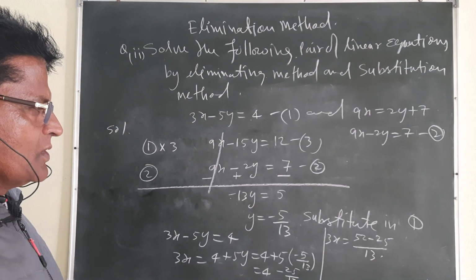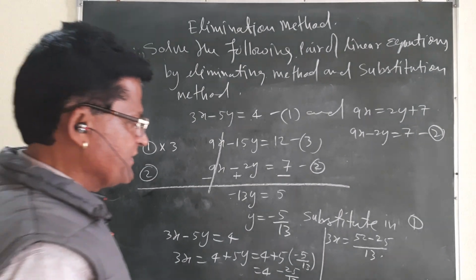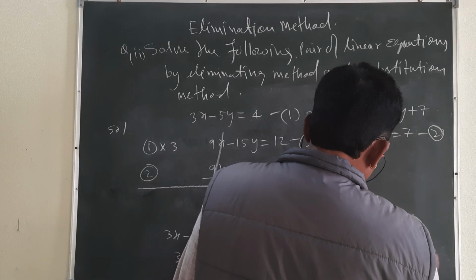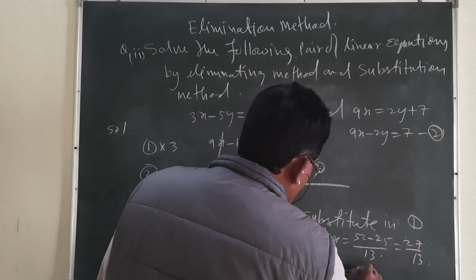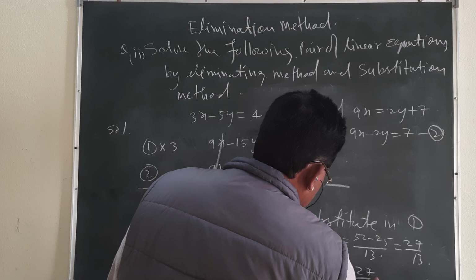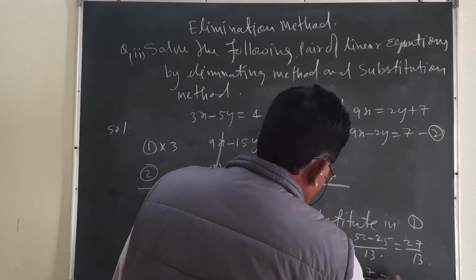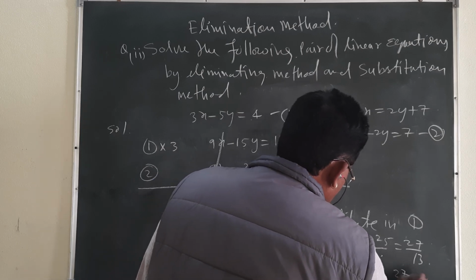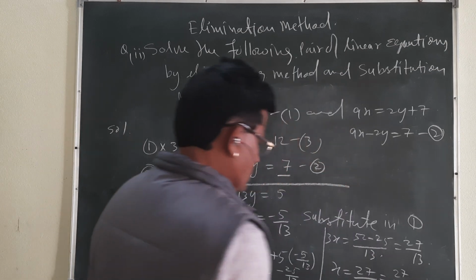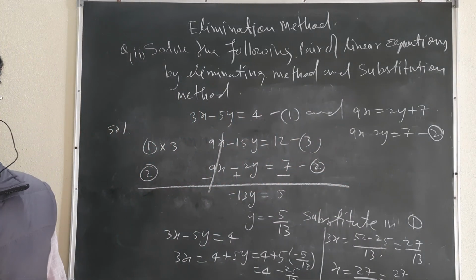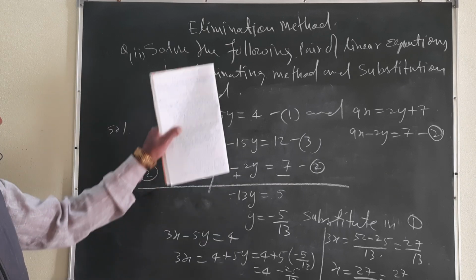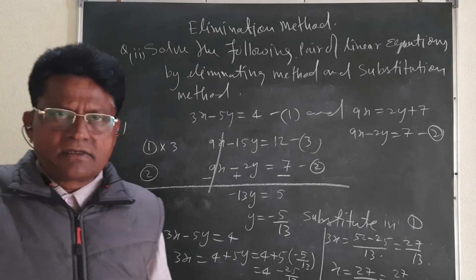Okay. And 52 minus 25, that will be how much? 27. Okay, x will be equal to 27 upon 13 into 3, and 27 by 39. That will be the value of x. Like that you can find out the different values by using the elimination method.